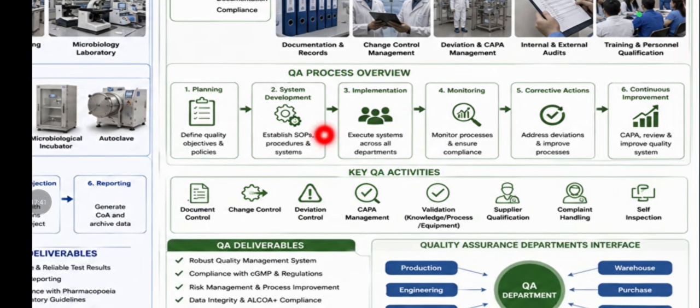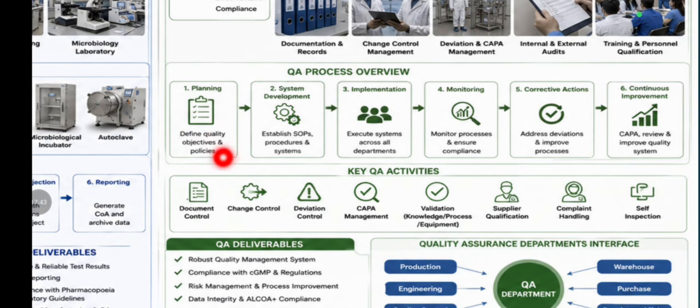So again, the QA process overview: planning to define the quality and the objectives, then system development, then implementation, then monitoring, corrective action and preventive action, and last is continuous improvement. Okay, this is the basic concept of the QA department.